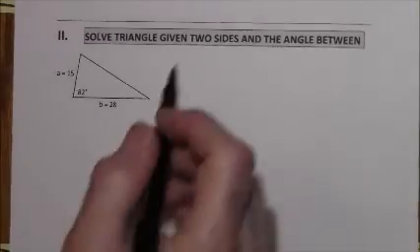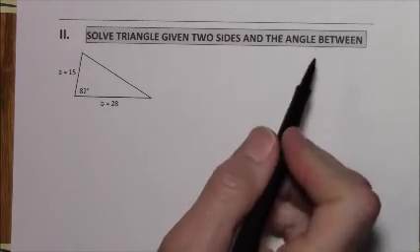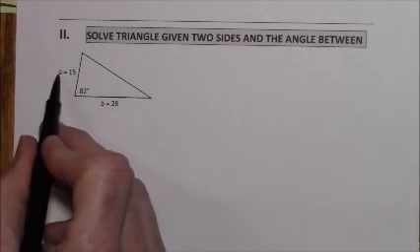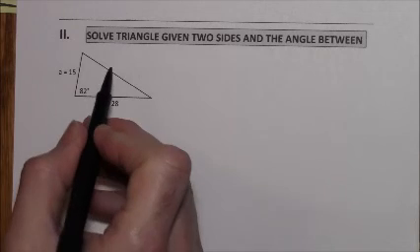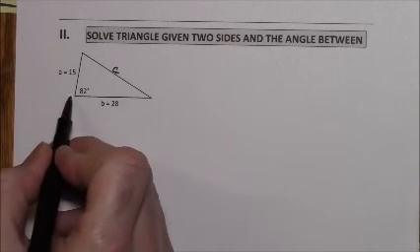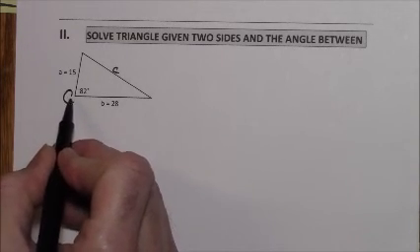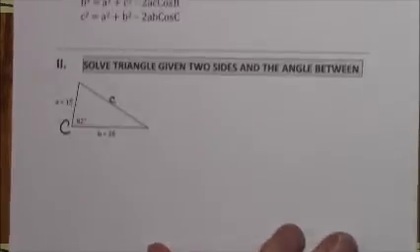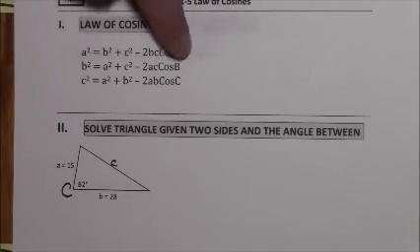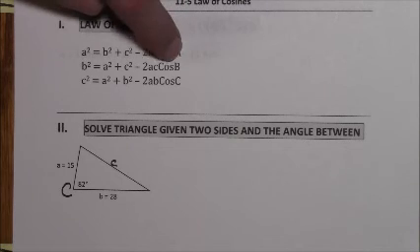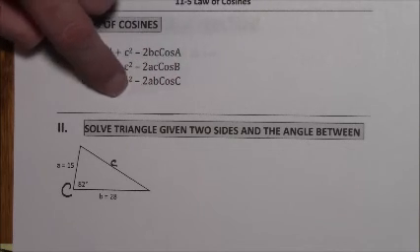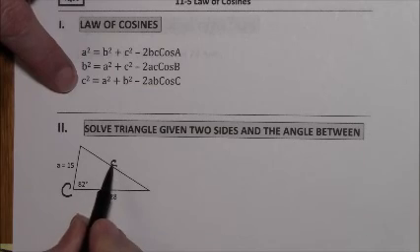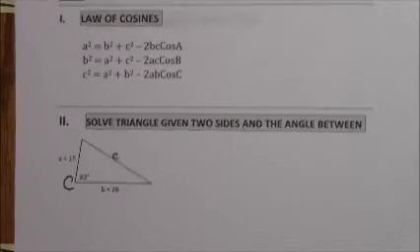We're going to solve a triangle given two sides and the angle between them. You notice this one's side A and that one's side B. Therefore this must be side C, and therefore this must be angle C. So what we're given is the angle amount for C. In order to use these two, we need angle A or angle B. Since we have angle C, we'll be finding the side length C.